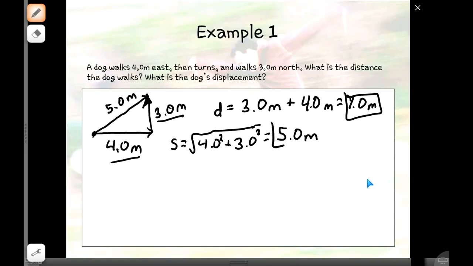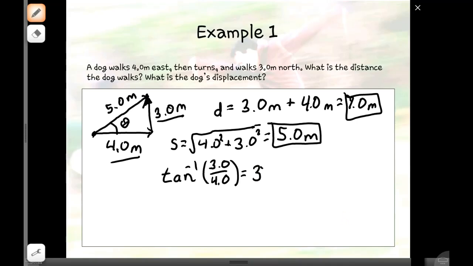Okay, that's the first part of displacement. Now there's the part that we have to think about, and that's this angle here. We have to figure out its angle. Now in order to figure out the angle, we look at the inverse tangent of the two sides. Now tangent is opposite over adjacent, so we want to look at inverse tangent of 3.0 over 4.0, and that's going to give me an angle of 37 degrees.